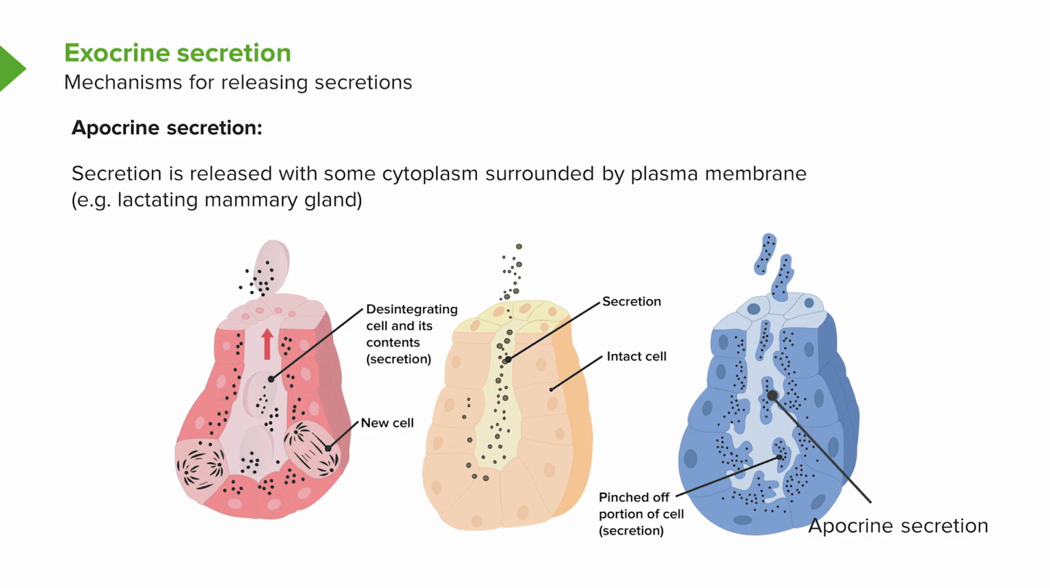Another way in which the cell gets rid of its products is by apocrine secretion. Apocrine secretion is where often the secretion product is stored at the apical surface, but then that apical surface or a component of that apical surface breaks off. And so what is released into the luminal space is the secretion product, but also a small part of the cytoplasm of the cell. And this is common in some of the glands in the eyelid and probably in the mammary gland.